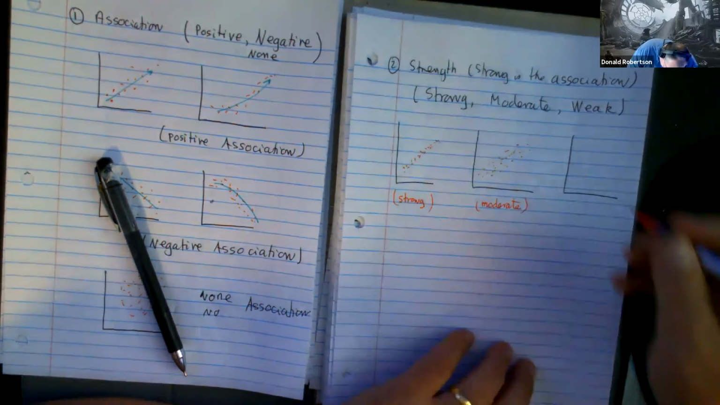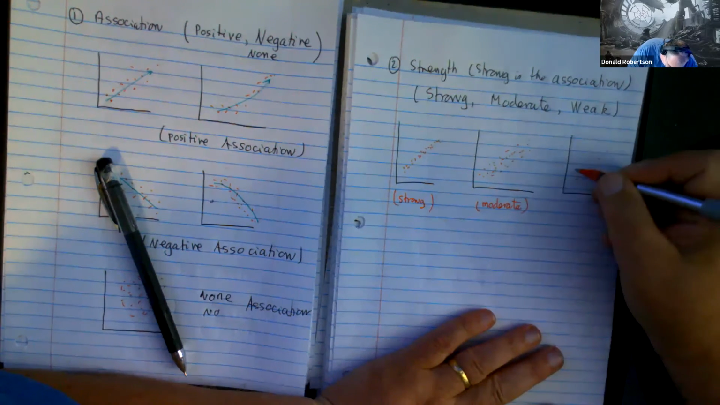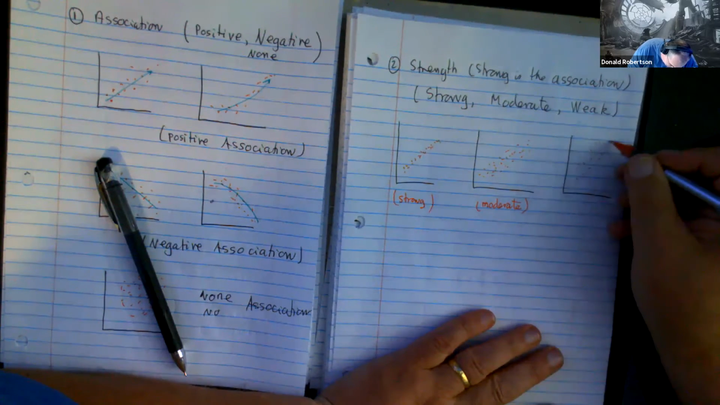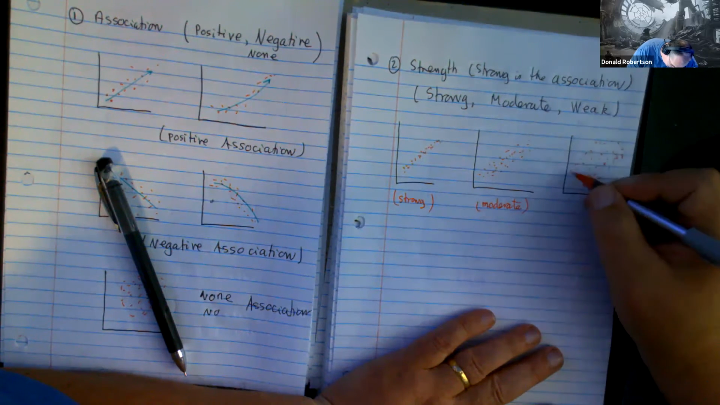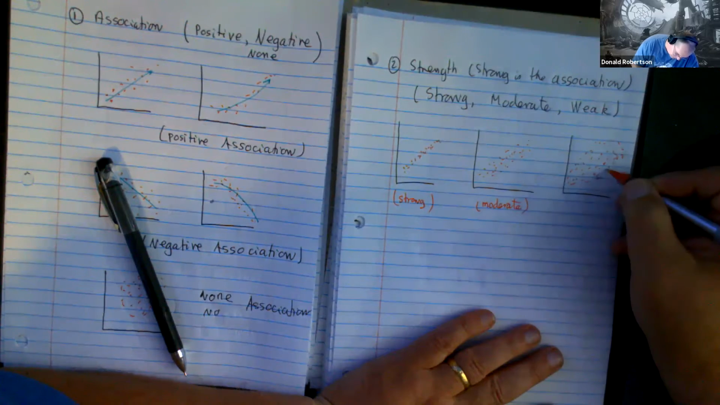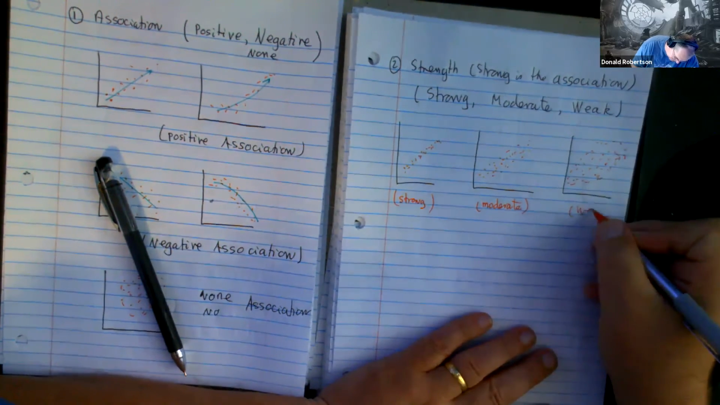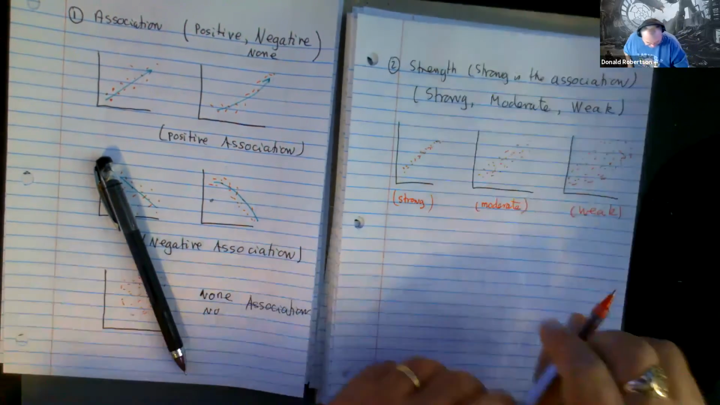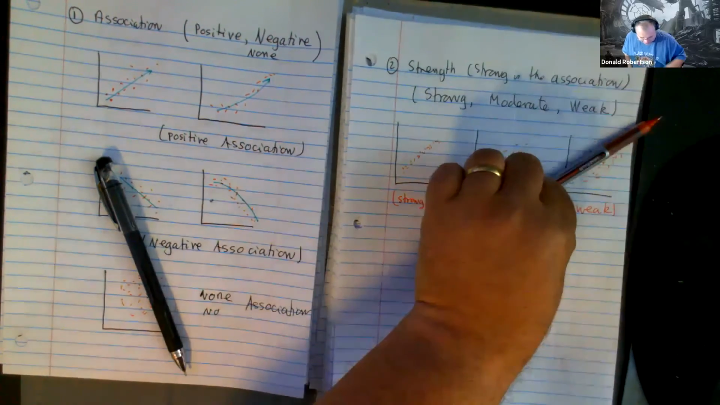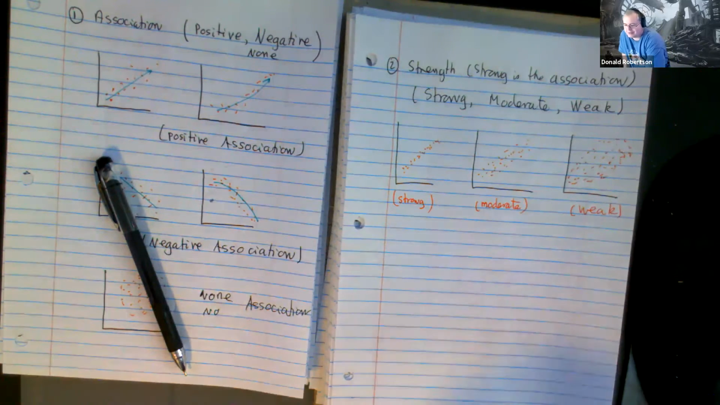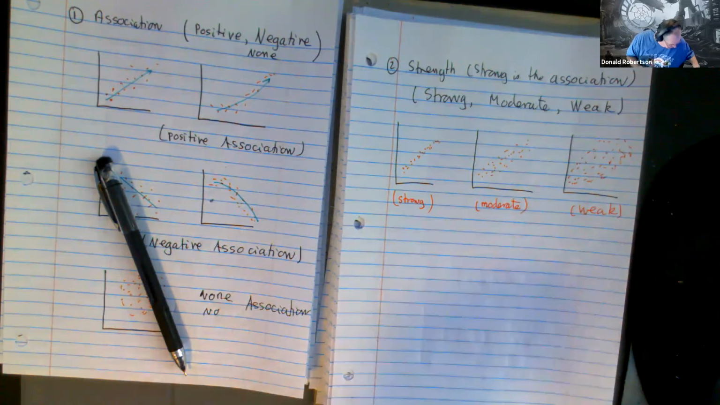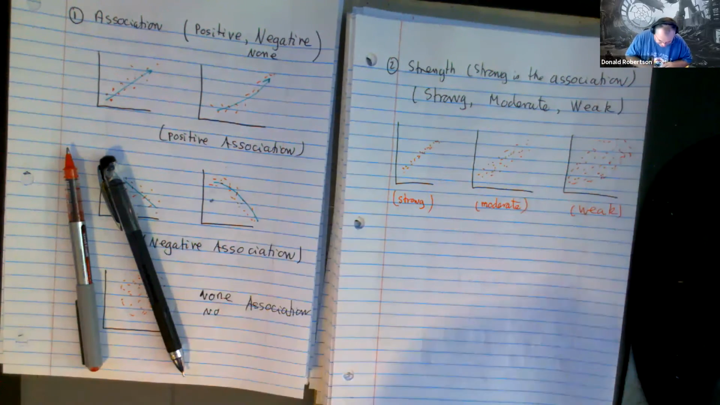And then weak. I mean, it's still got that direction thing. It's still positive. Would you agree? But isn't that very weak? It's just going uphill, but there's not a lot of connection between them. This is not mathematical, but it helps me because I'm a visual person.